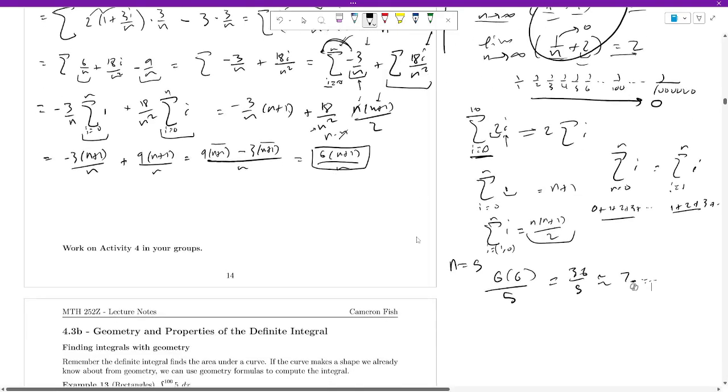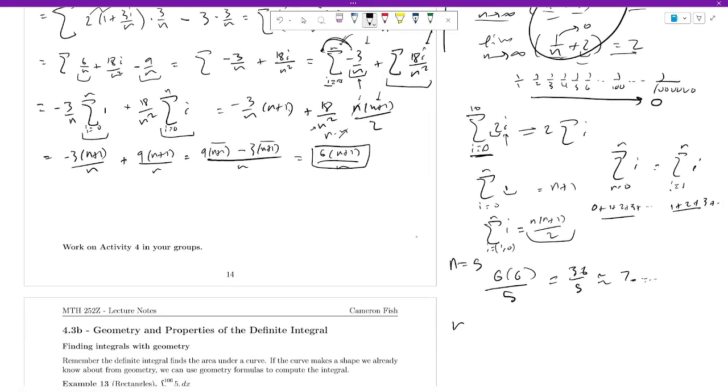But we're trying to do a definite integral. So I want to say, well, what if we had 50 rectangles instead of 5 rectangles? Well, then it'd be 6 times 51 over 50. Whatever area that is would be a closer approximation to the true area under the curve. I'm not going to do that one in my head. Maybe I can. This is approximately 300 over 50, because 6 times 50 is 300.